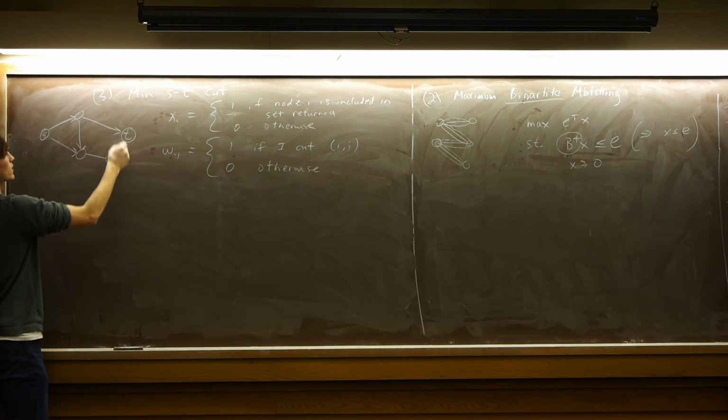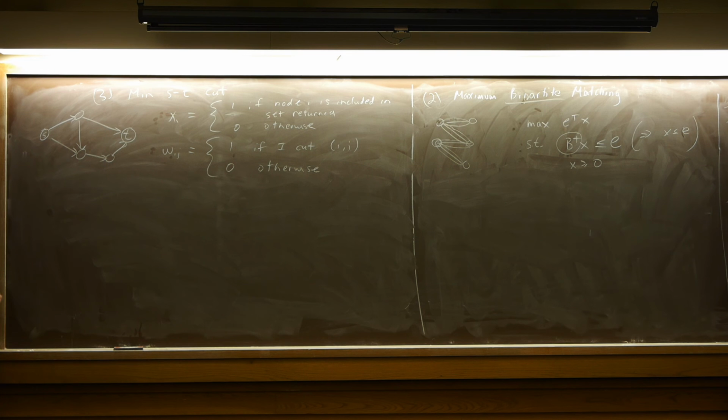I'm going to say this is a directed graph. What I want to do is find a set of edges that I can cut that will separate the source, the S node, from the T node. And I want to minimize the weight of these edges right here.